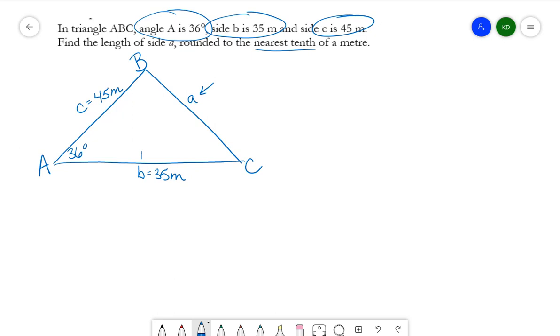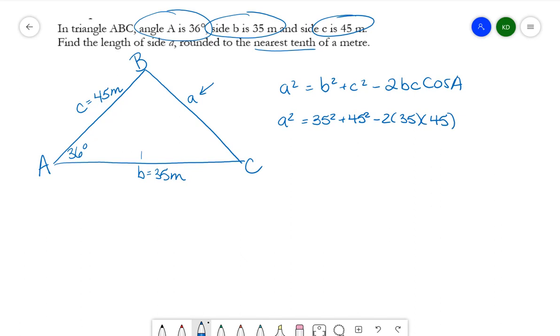Let's first start with our formula. We have a squared equals b squared plus c squared minus 2bc cos A. So a squared will be equal to 35 squared plus 45 squared minus 2 times 35 times 45 times cos of our angle, which is 36 degrees.